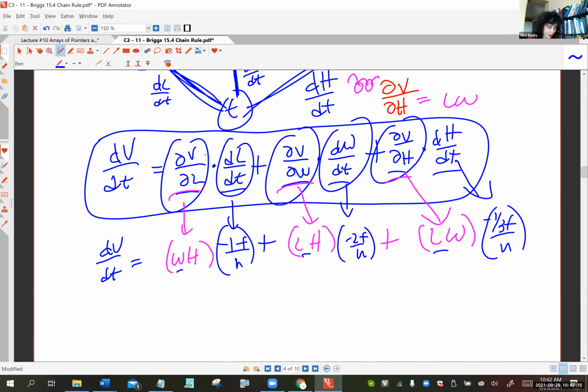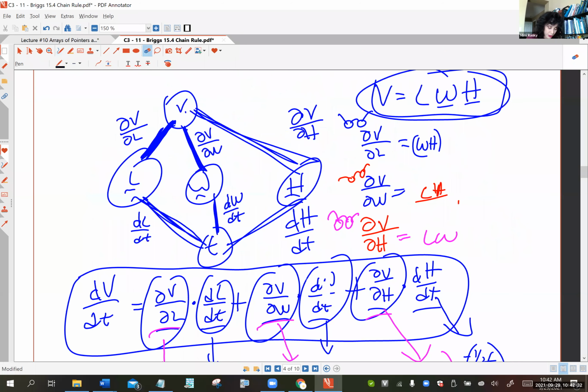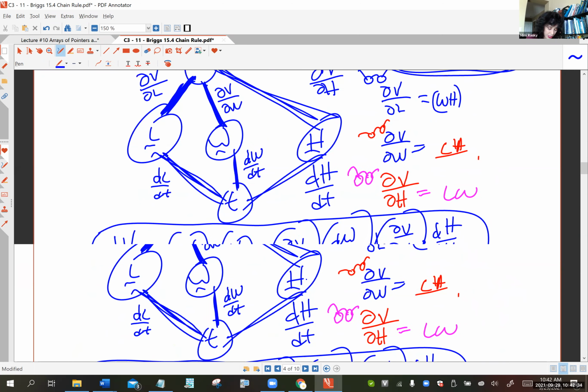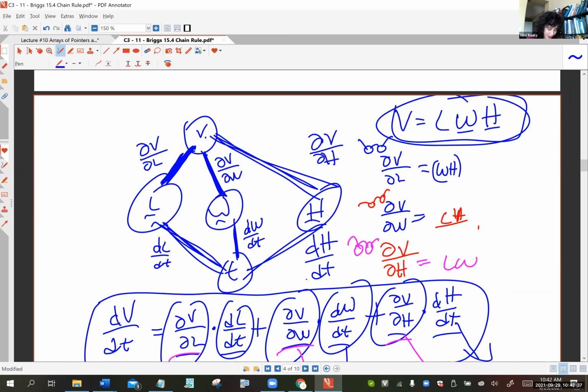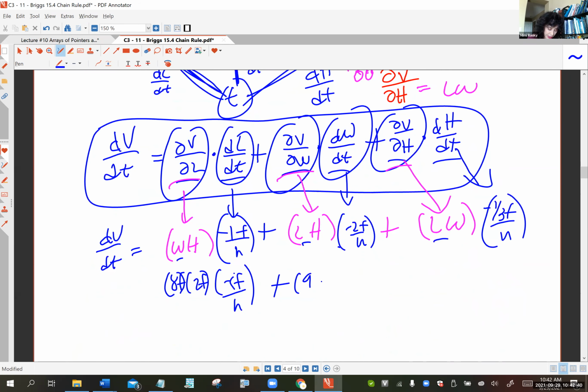So down here, you're going to go, okay, 8 times 2, and these are feet, right? Feet, times -1 foot per hour, plus, and then L times H. So you've got 9 feet, 2 feet, and then -2 feet per hour, plus LW, 9 feet times 8 feet times -1/3 foot per hour.